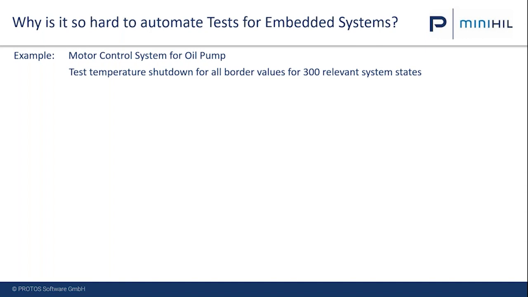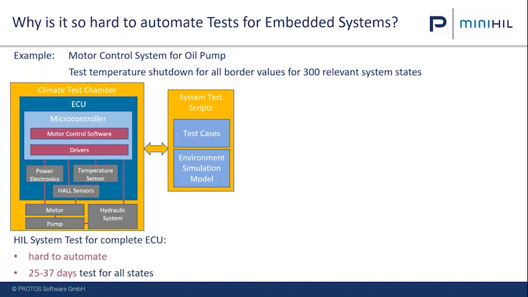Let's have a look at the motor control system for an oil pump. By the way, it's a safety critical application that's used in offshore platforms, in cranes, in, I don't know, airplanes, and so on and so on. So we needed to test 300 relevant system states for the temperature shutdown, for an error temperature, for example. So how did the customer do this before?